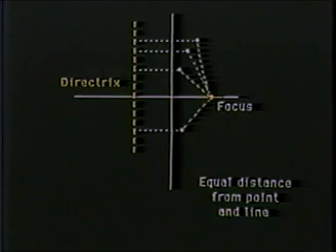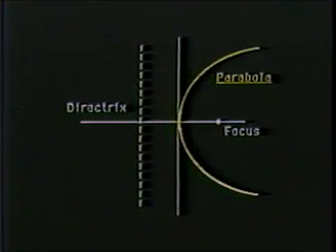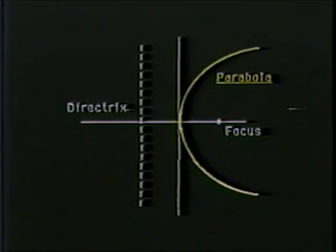First, the parabola. In this case, we have a fixed point called the focus and a fixed line called the directrix. And we look for points that are an equal distance from the focus point and from the nearest point on the line, the directrix. We've marked some of those points here. When you join all such points together with a nice smooth curve, you get this parabola.